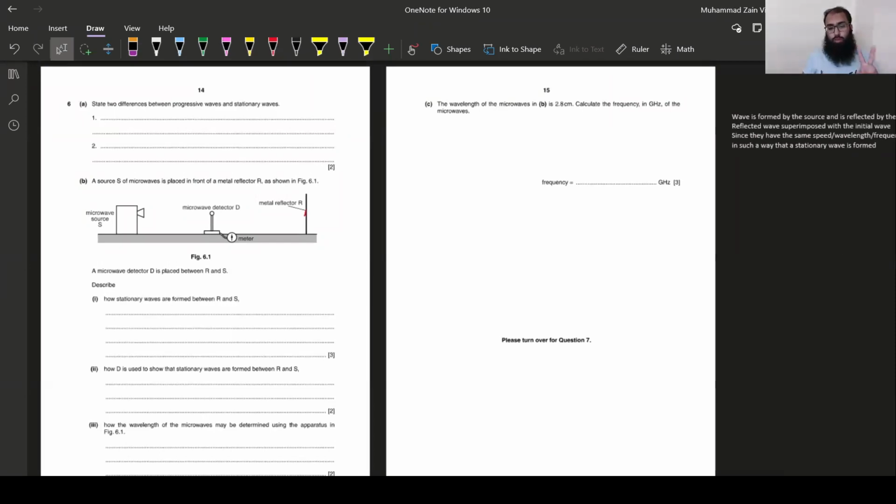Obviously, you need to write about both of them, the node and the antinode as well. Don't just suffice with the node. Don't just say that there would be nodes where there would be no detection, because it's also possible that there is no detection because there is no wave at all.